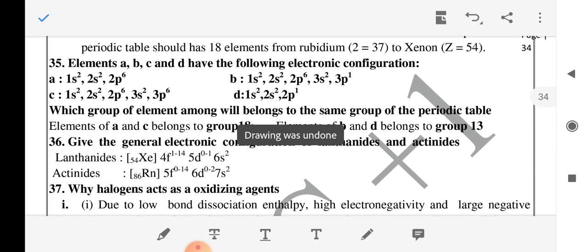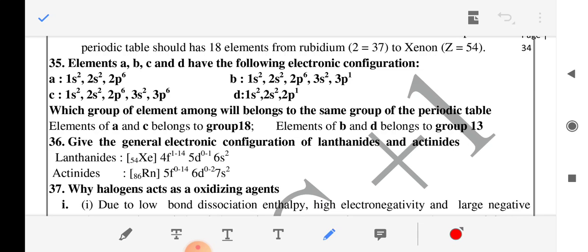The next: elements A, B, C, D have the following electronic configurations. A is 1s2 2s2 2p6. B is 1s2 2s2 2p6 3s2 3p1. C is 1s2 2s2 2p6 3s2 3p6. D is 1s2 2s2 2p1. Which elements will belong to the same group of the periodic table? Elements A and C belong to group 18. Elements B and D belong to group 13. What is group 13? The boron family: boron, aluminium.